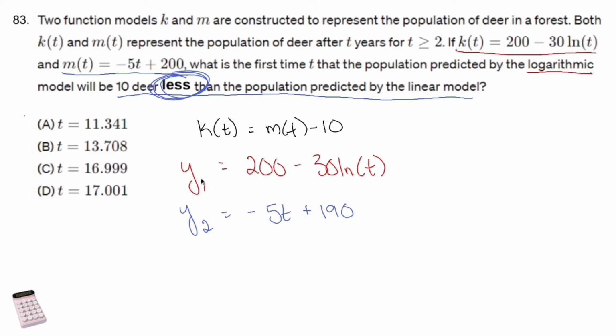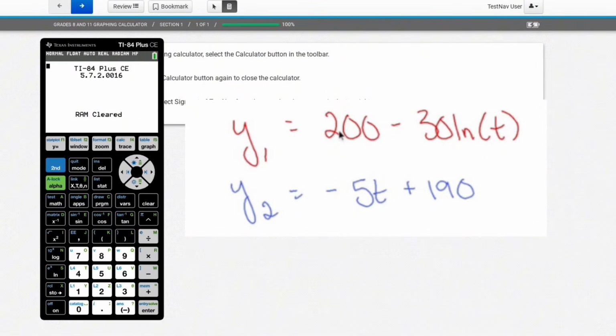So let's run to our calculators and see what happens. I'm going to find the intersection of these two lines. We have y equals, and we type in just what I said: 200 minus 30 ln of t. Here's my ln button. Of course, it's not going to be t, it's going to be x, but we know what to do. That's the first equation. The second equation is negative 5x plus 190.